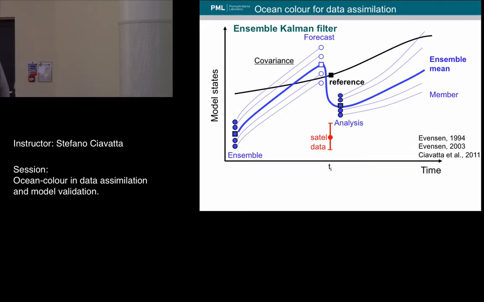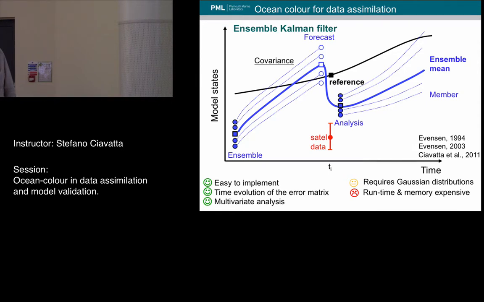No need really to understand the details of this method, but just to say, okay, this is easy to implement because you have some routines that you can download from the web, attach to your model, and you can run the data simulation from scratch without knowing that much. It's nice because it produces estimates of the error of the model at each time step. It allows multivariate analysis. I'm assimilating ocean color, but I can improve the estimates of nitrate.